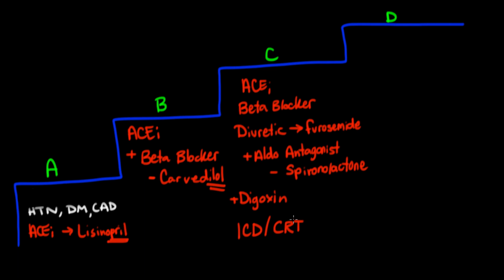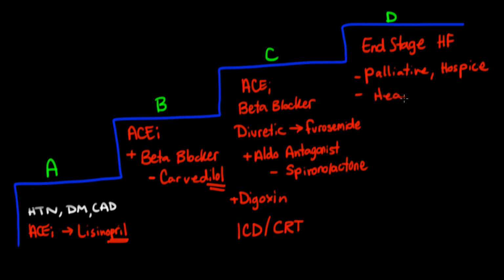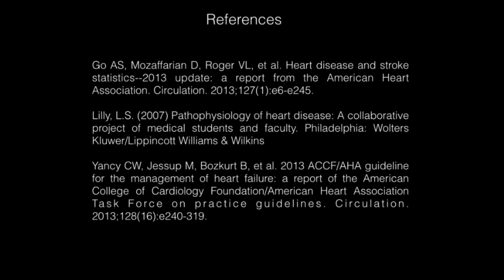Stage D is pretty much end-stage heart failure. And so in this stage, you have talks of palliative care as well as hospice. Another option that patients have is heart transplant, or something that is a little more temporary, such as a ventricular assist device. So now you have an idea of the different classification systems used to categorize patients with heart failure, and knowledge of what drugs are used based on where patients fall within the classification system of heart failure.